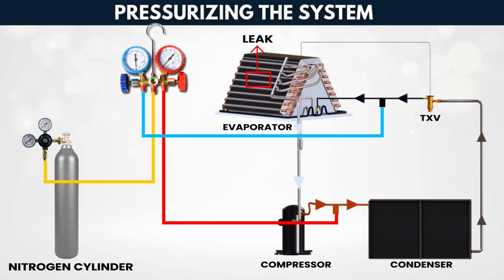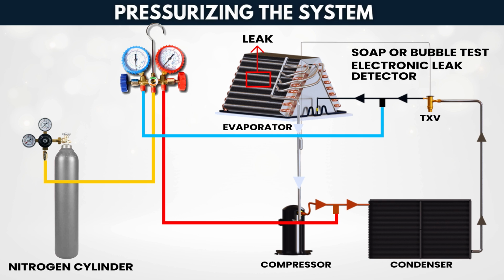Once you suspect a leak, it's time to locate it. Start with a soap or bubble test. Apply the solution around all joints, fittings, and connections. If bubbles form continuously in one spot, that's your leak. Next, use an electronic leak detector or a tracer gas detector for smaller or hidden leaks.